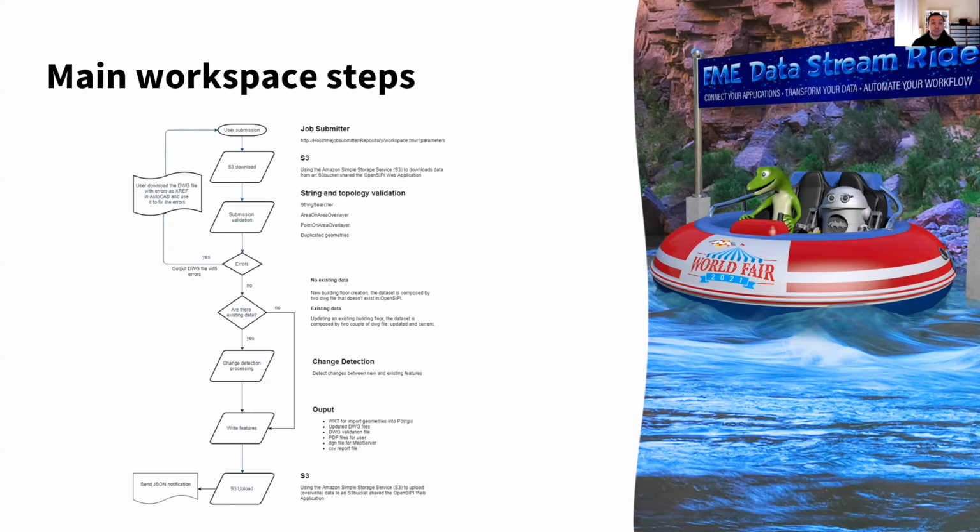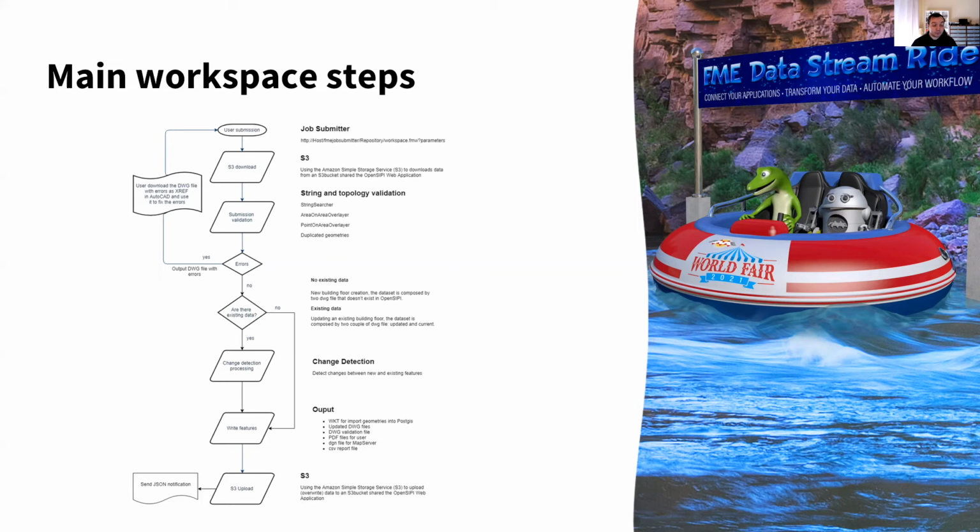Let me describe the main FME workspace steps by showing you this schema. And in the next slide, I'll describe some of these steps better. But for now, start from the job submission from OpenCP, and the first step of the FME workspace is to take the file from S3 and start with the string and topology validation. If some errors are found by the procedures, one DWG file and one CSV file are sent back to the users to fix the errors and to send the files again for validation.